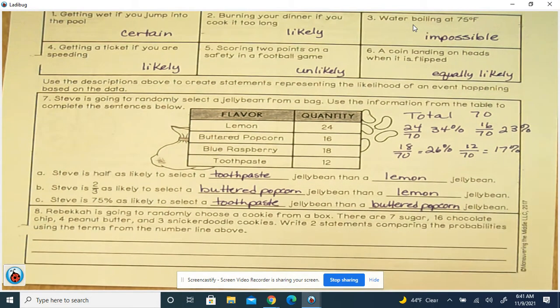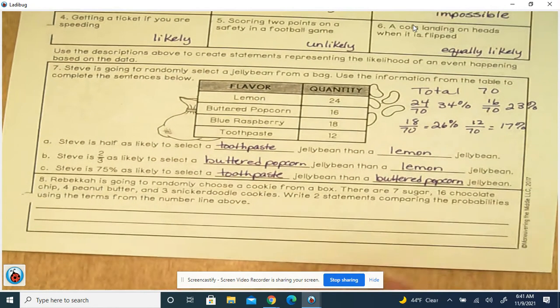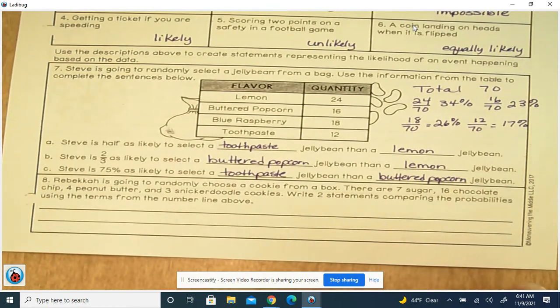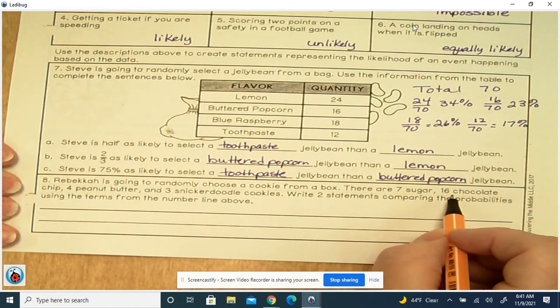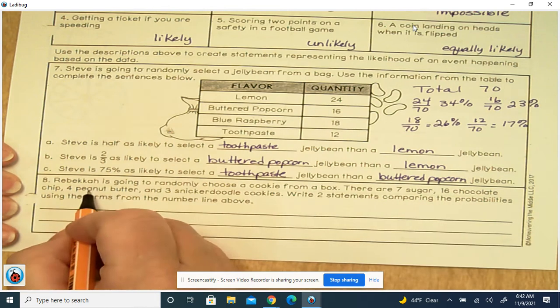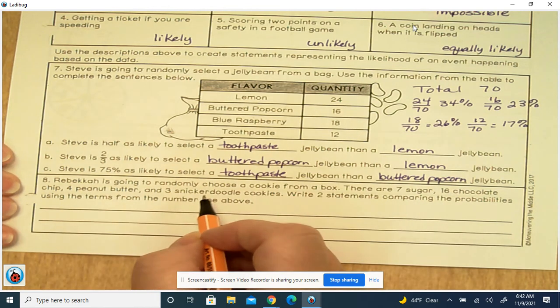Rebecca's going to randomly choose a cookie from a box. There are 7 sugars, 16 chocolates, 4 peanut butters, and 3 snickerdoodles. Write 2 statements comparing the probabilities using the terms from the number line above. So we've got 7 sugars, 16 chocolate, 4 peanut butter, and 3 snickerdoodles.